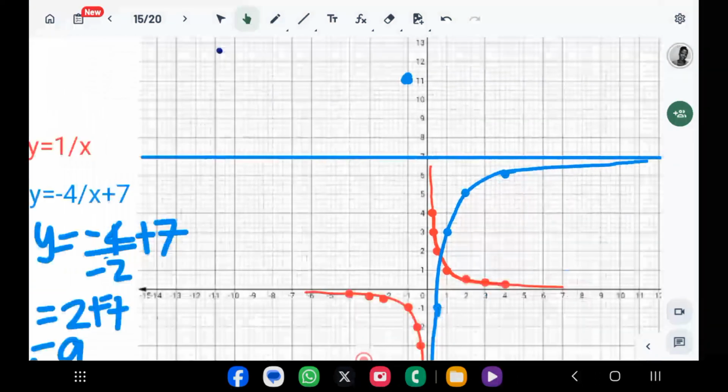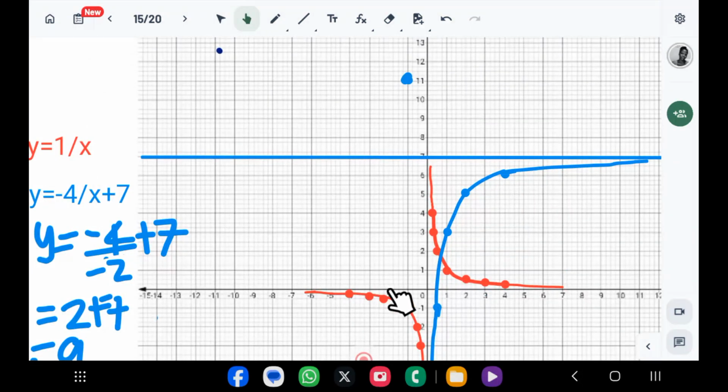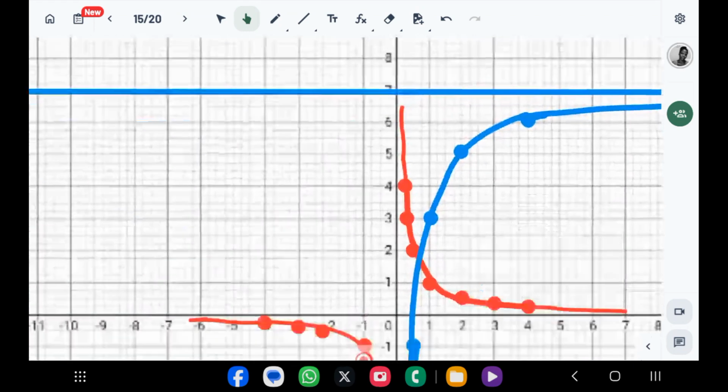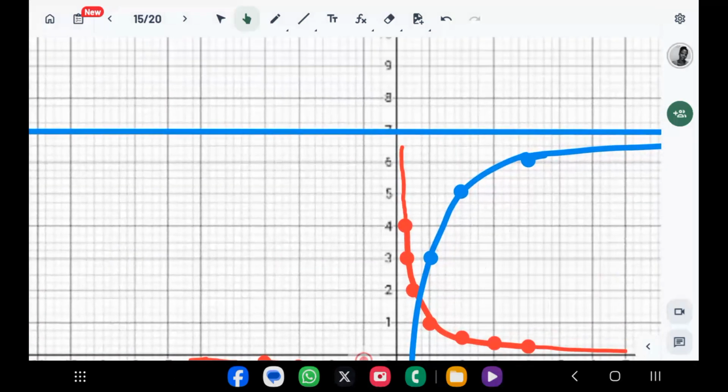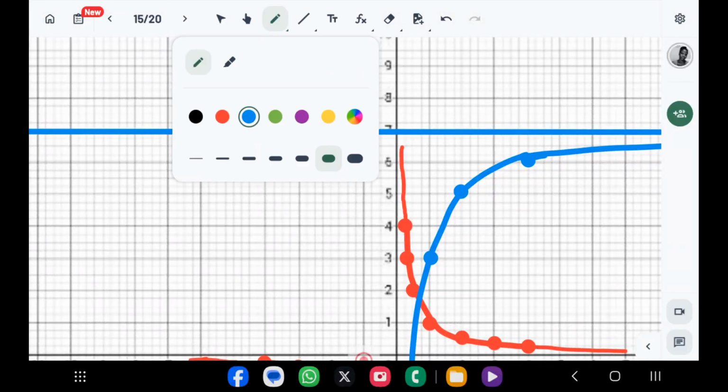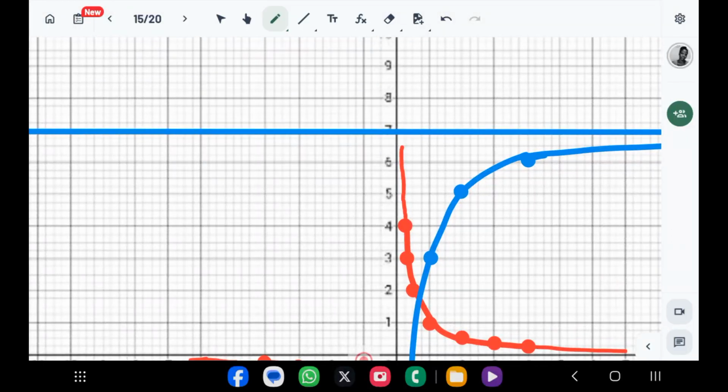Negative 2 and 9. Negative 2 is there with 9. There is negative 2 and 9.